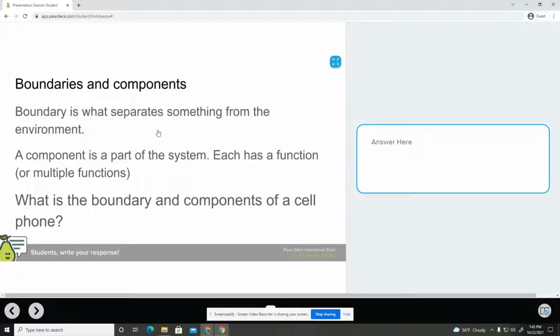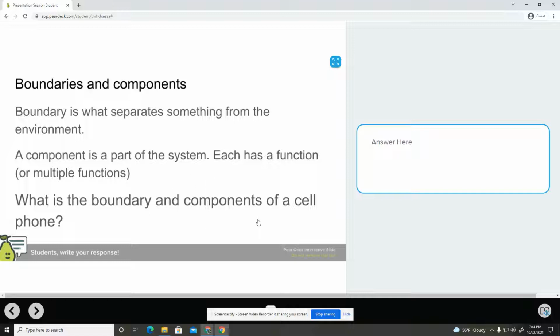A boundary is what separates something from the environment. A component is a part of the system, and there can be many components or there can be just a few, and each one has a function in that system. So a system couldn't actually be a rock because there's only one component. You need multiple components as a system.